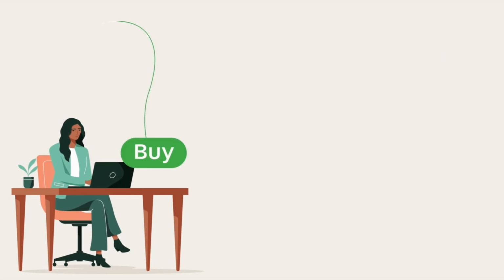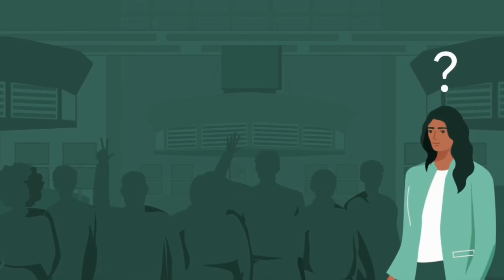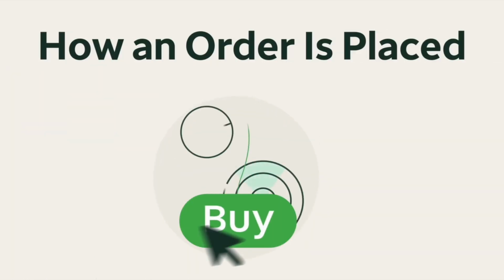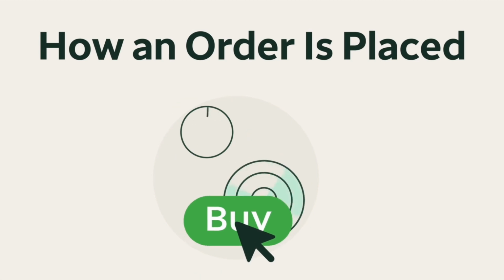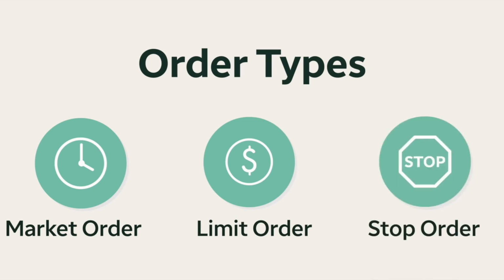Simply put, order types are instructions to your broker about how to execute your trade. You don't need to know the complicated jargon or hand signals traders used to use on the floor of the New York Stock Exchange, but you should understand the basic order types and how they affect your trade. Let's focus on the basics of how an order is placed. Then, 3 common order types: market orders, limit orders, and stop orders.